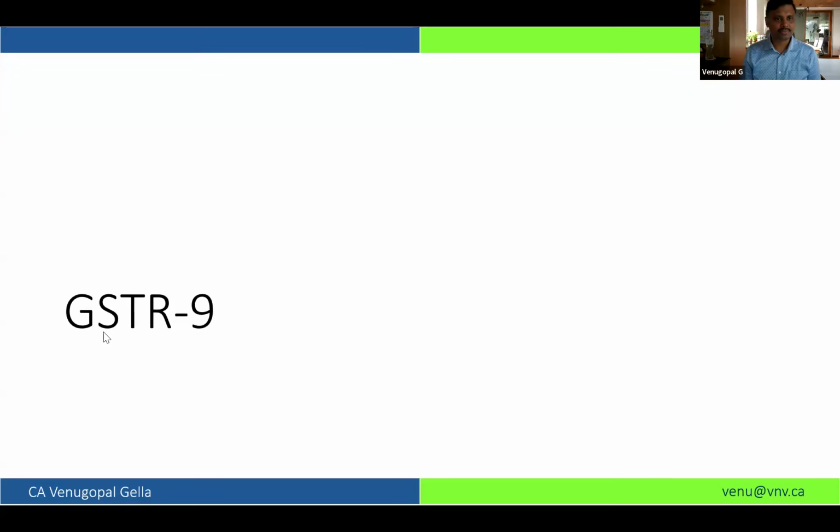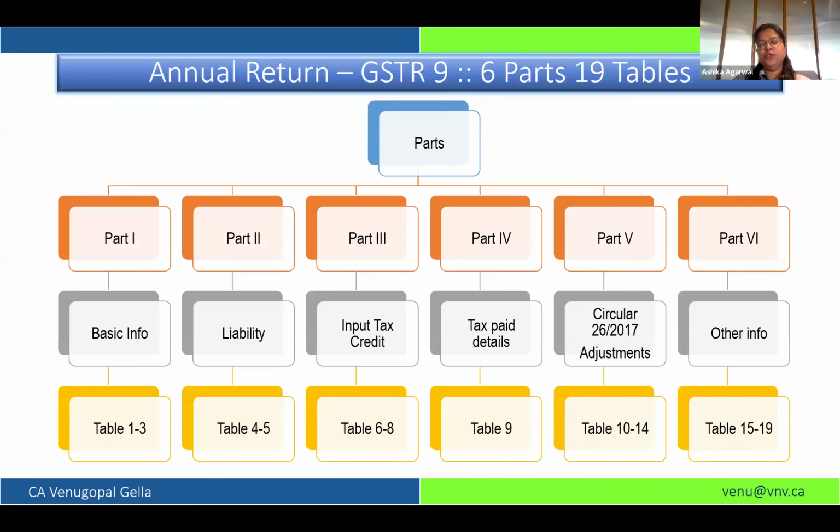Ashika, you're on mute. As we understood the context behind GSTR 9 and 9C, let us move forward with the understanding of the form. Before we move to table 1, what data you need to fill? First, let us understand the break-up of this form. If you see GSTR 9, there are a total of 6 parts and 19 tables in this GSTR 9.